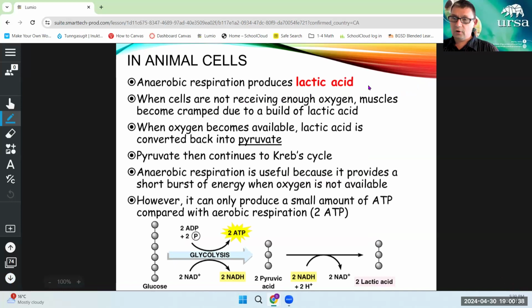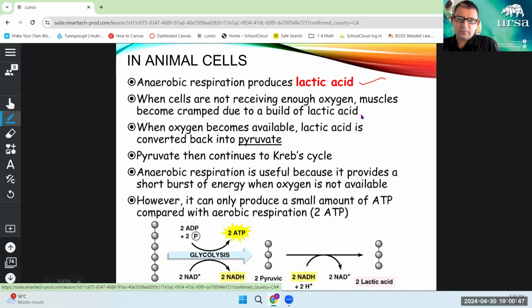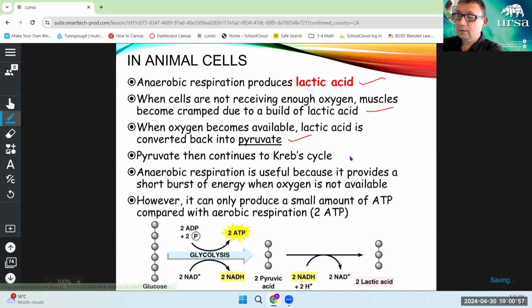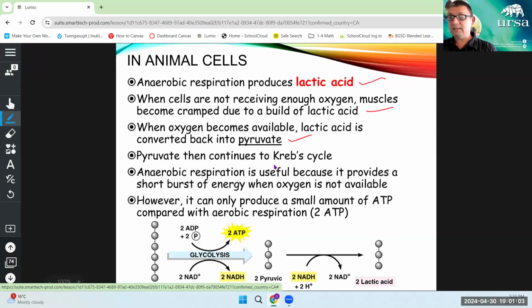So in animal cells, though, as opposed to plants, we don't produce ethanol, we produce lactic acid. Now, the cells aren't producing that. That's why you get what we call a stitch. Muscles become cramped, build up lactic acid. So when oxygen becomes available, lactic acid will then convert back to pyruvate, which is why if you run, you get a cramp. You may stop running, you start breathing deep, and eventually the stitch goes away as the lactic acid gets broken down.